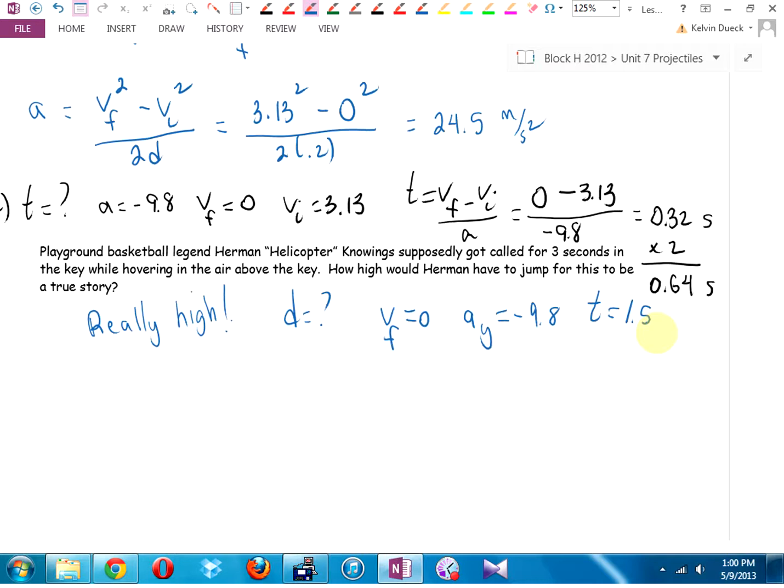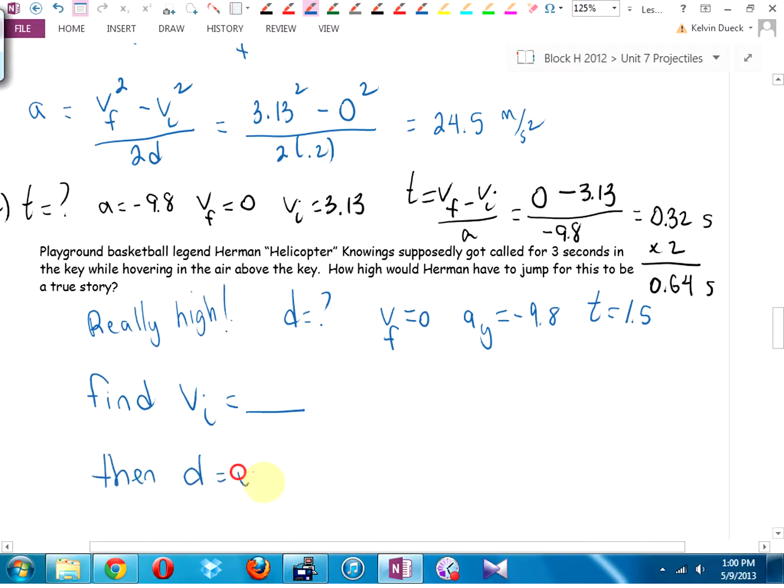So what you'll need to do is find V initial using VF equals VI plus AT, then D equals VIT, and you'll find that this has to be an apocryphal story. This has to be a fake story. This has to be an embellished legend. It's up to you to try.